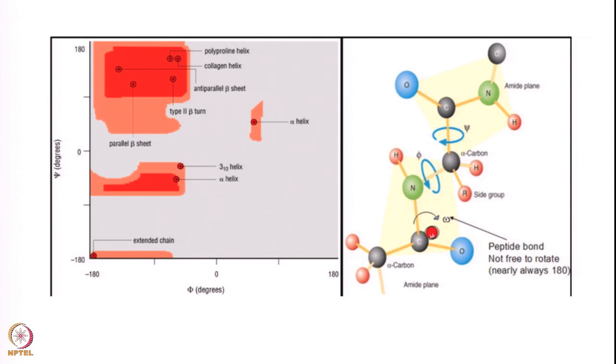Now what does this rotation mean? Consider these 4 atoms. Suppose I take this carbonyl, carbon, nitrogen, and NH proton. What will be the orientation of this bond with respect to this bond? If they are on the same side of these 2 atoms, then we say it is a cis configuration, right? If this carbonyl and this NH proton are on the same side of this bond, then we call that a cis configuration.